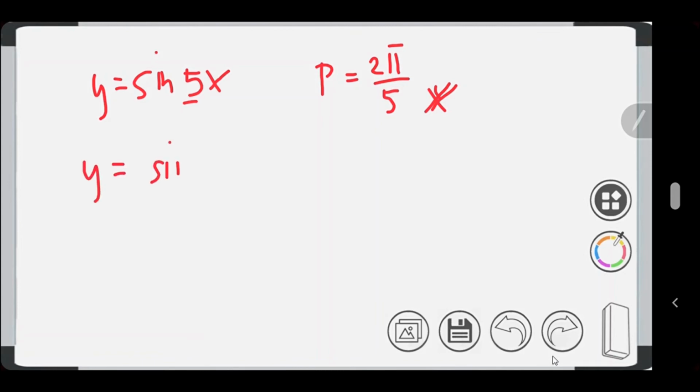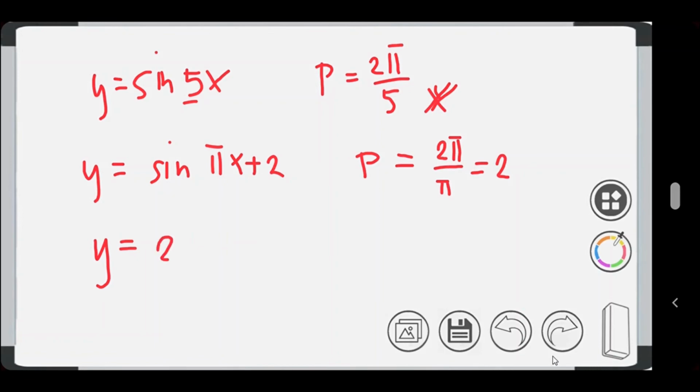Now, for another example, y is equal to sine pi x plus 2. The period is 2 pi over pi, which is 2. Take note that we have to look for the number before our x, and that is pi in this case. Now, this looks confusing because we've added the number 2 in our function. However, the number 2 in that function is the vertical shift, and it has nothing to do with our period.